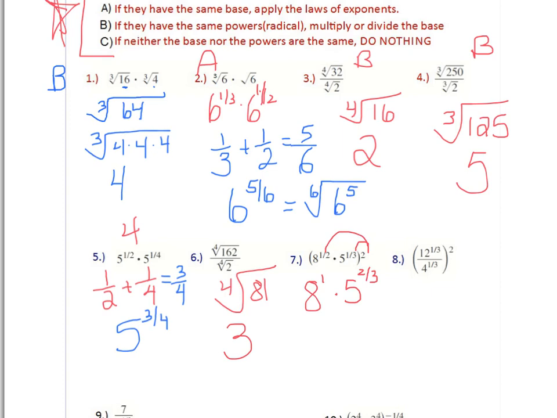Okay, and for 8, inside our parentheses with the division, we have the same radicals or the same powers. So I'm going to divide the bases. And then the last step, I'm going to simplify by multiplying my exponents.